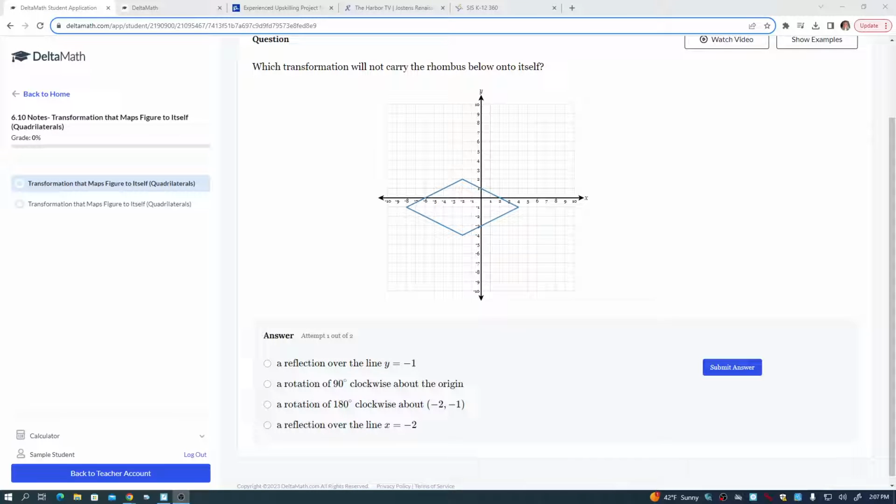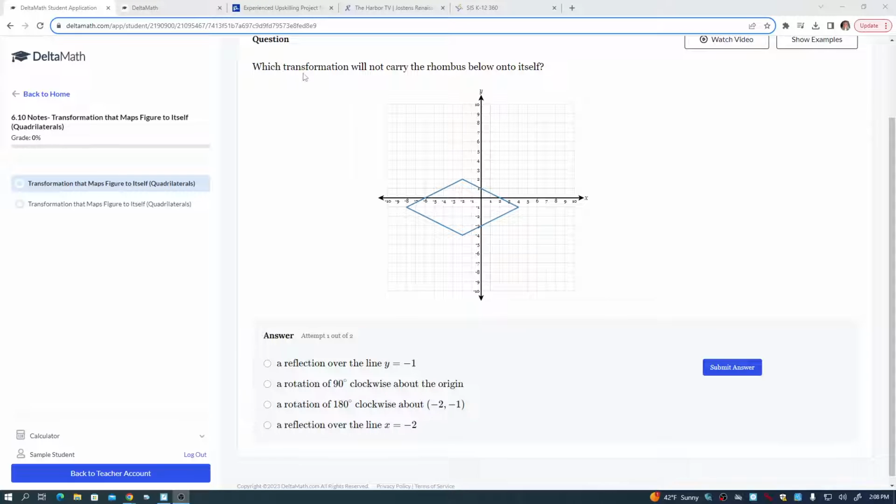Lesson 6.10 should be kind of common sense here. We're just trying to figure out from multiple choice what transformation is going to map a figure onto itself. It's all about quadrilaterals, meaning every shape is going to have four sides. So rhombuses, which is what this is, parallelograms, rectangles, and squares. So be careful in the directions.